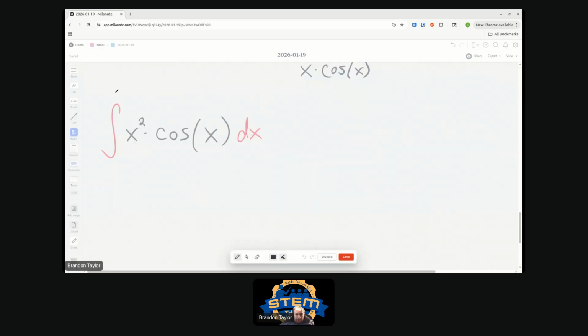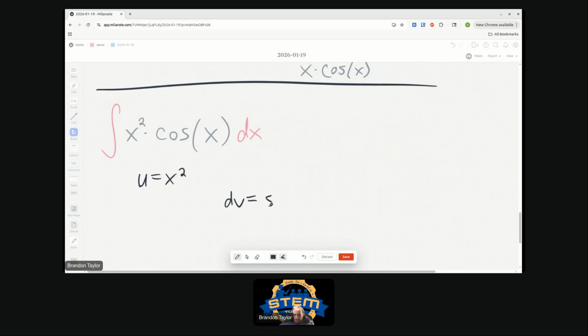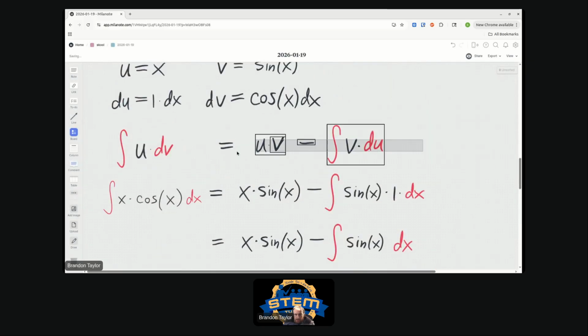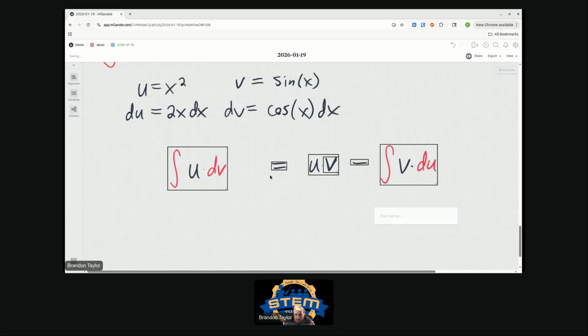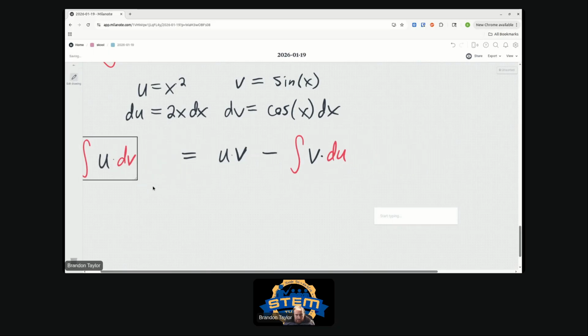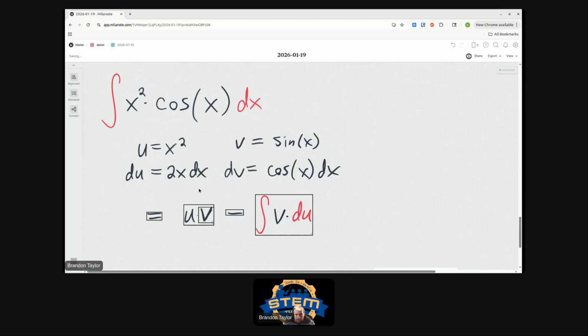Again, it's really the same logic. Cosine of x, if we take the derivative, will never equal a constant, but x squared will equal a constant after we do it twice. So u is still x squared, and dv is still the rest of the stuff, cosine of x dx. Then du would be 2x dx, and v would equal sine of x. Then we do the same formula. You don't really need to worry about what's in the front. That's just whatever you start the problem with, so you can really just think of the thing on the right.